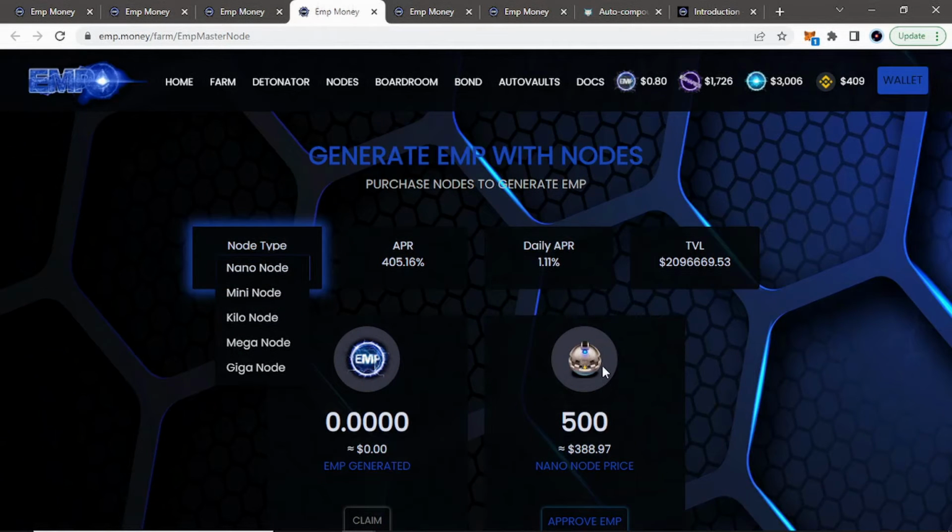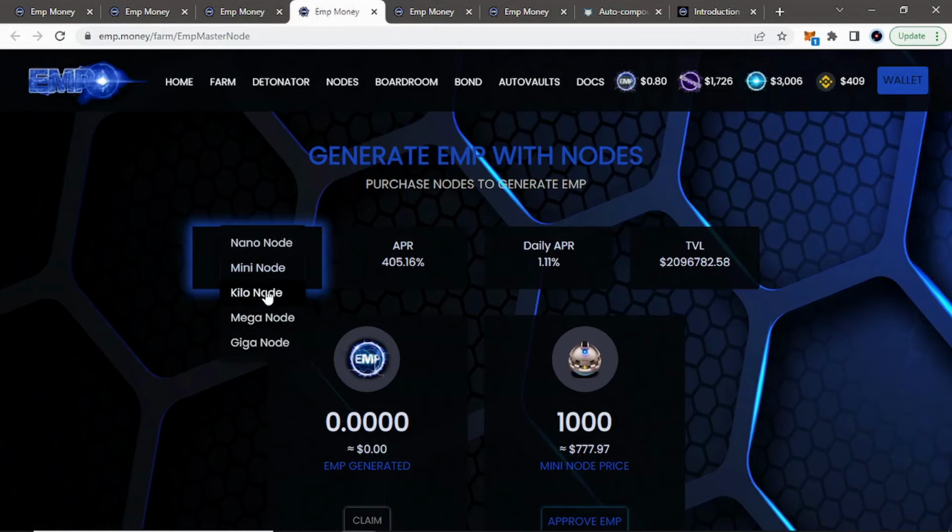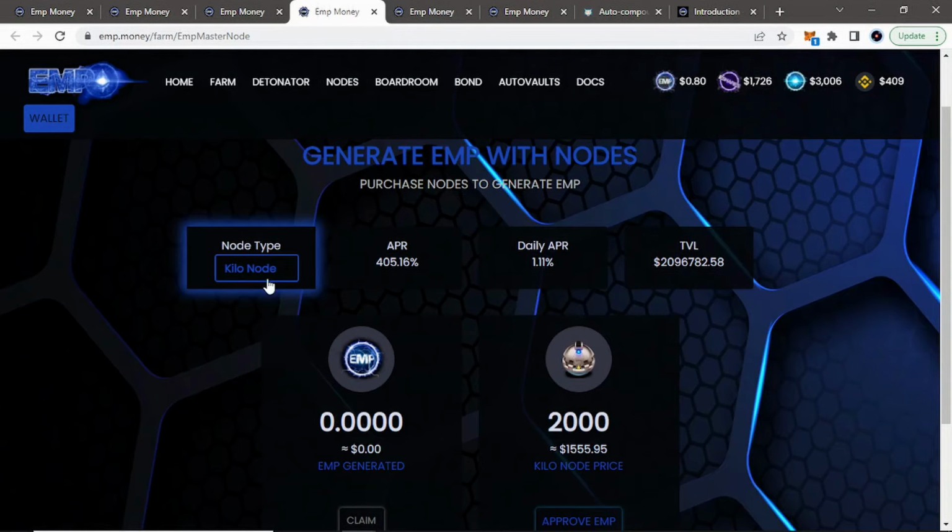So a nano node, the smallest node, is 500 EMP, so at 80 cents, it's about $388. Then you go mini node, 1,000. Kilo node, they just pretty much, you can see a theme.